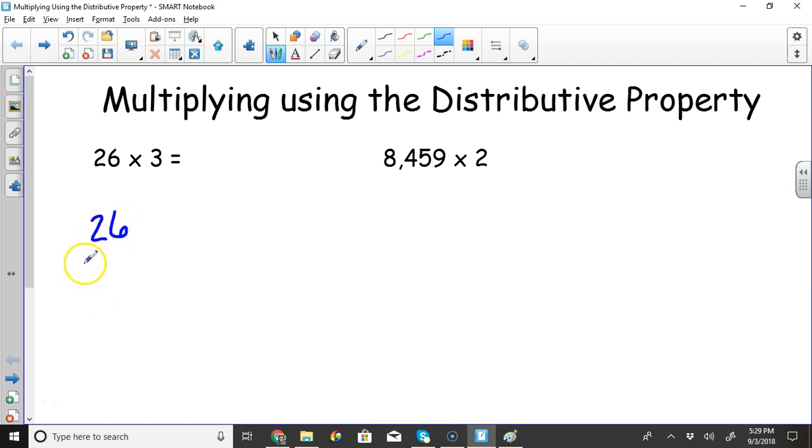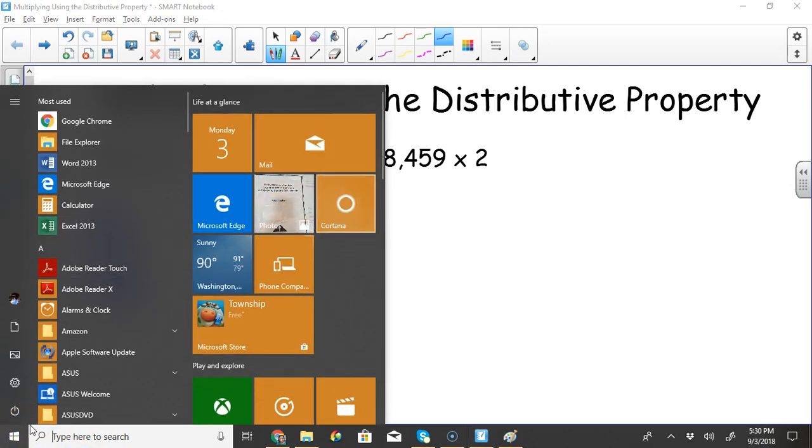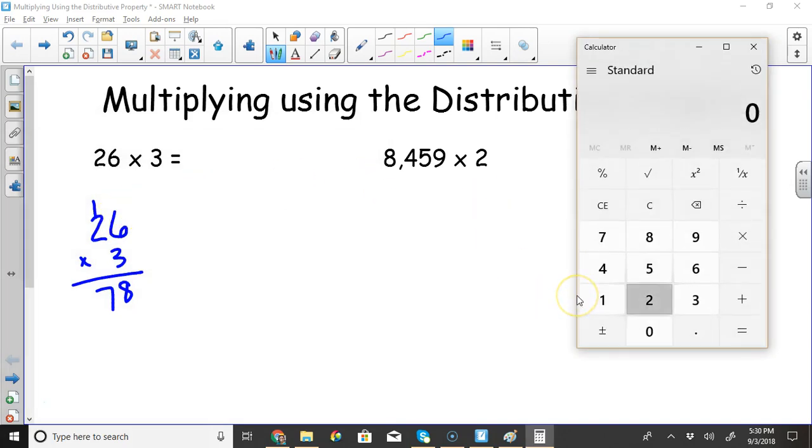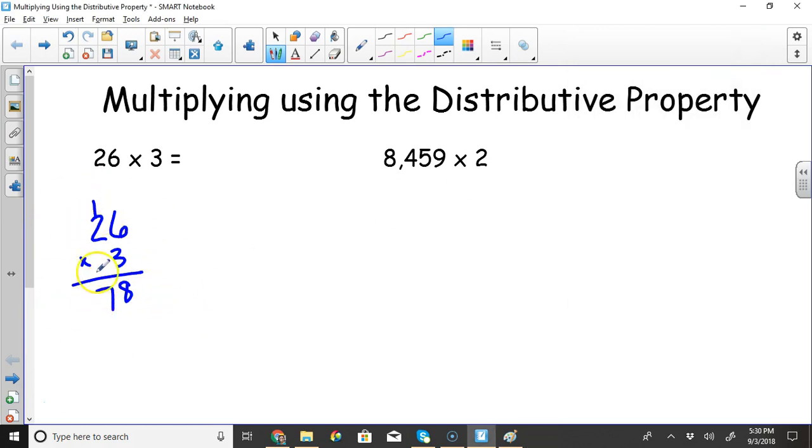with doing. So 26 times 3, you'd multiply the 3 times the 6, which is 18, carry the 1, have the 8, then you have 3 times 2 is 6, and then you have to remember to add the 1, which is 7. So we have 78. And just to also prove it on the calculator, we have 26 times 3 is 78. So there's one way of getting the answer.